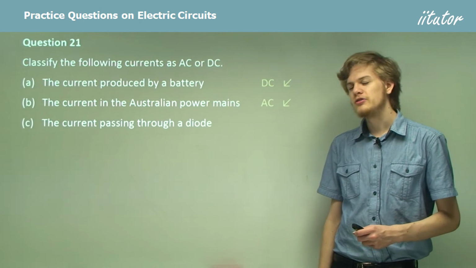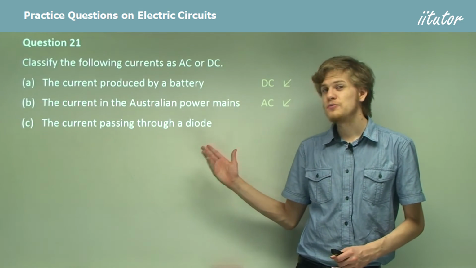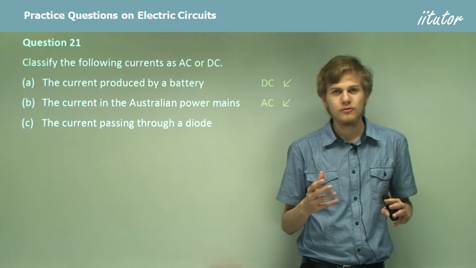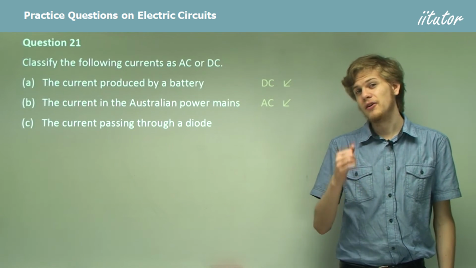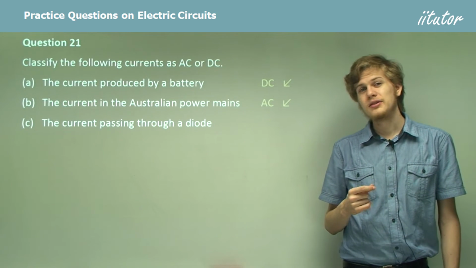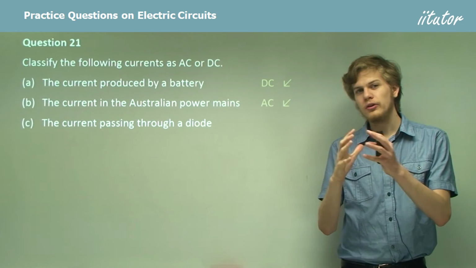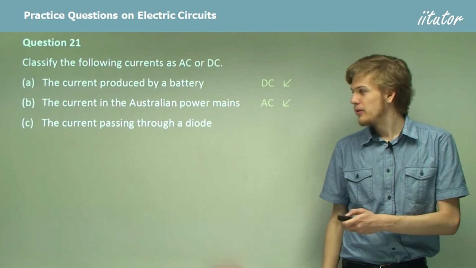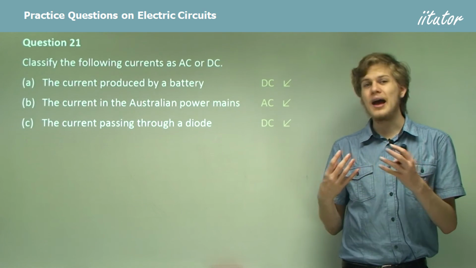What about the current passing through a diode? Remember that a diode is a special device that acts like a valve. It only lets current flow in one direction. That means it can't vary back and forth, and it can't be alternating. That means that even though the current isn't constant, it goes forward and stop and forward and stop. We still call it a DC current because it never goes back.